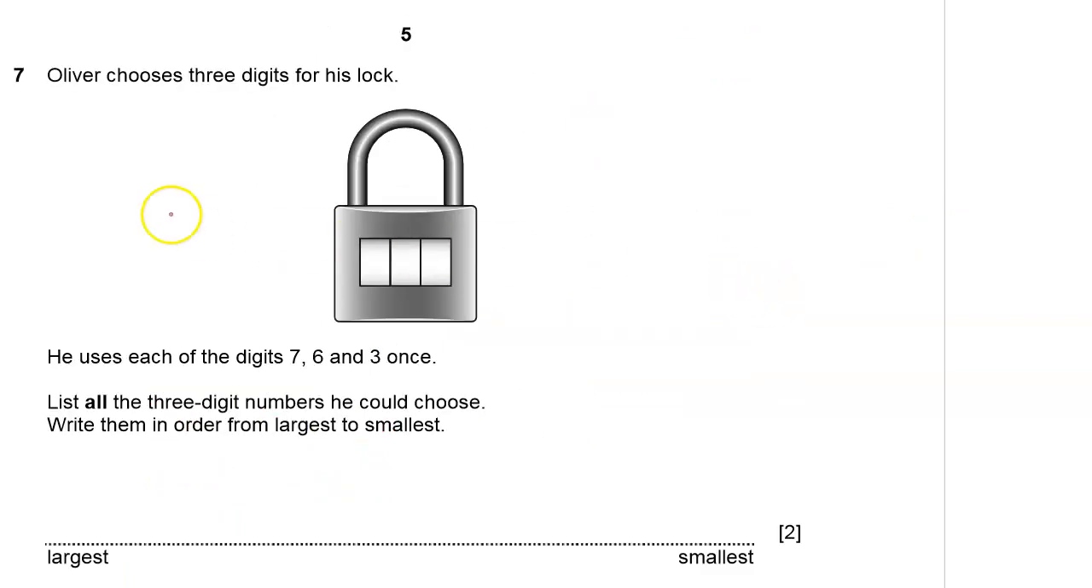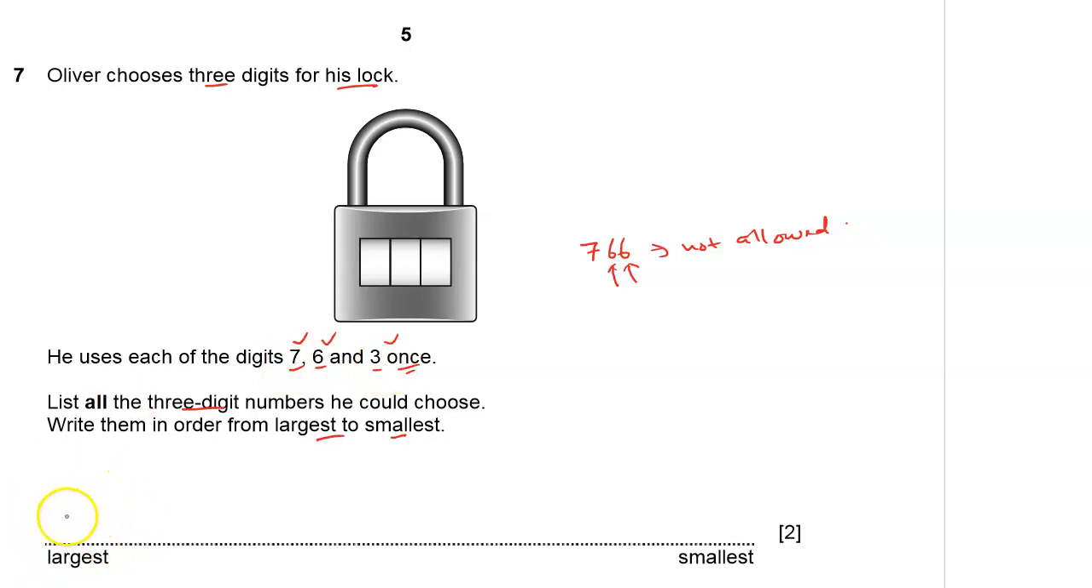Question number 7. Oliver chooses 3 digits for his lock. He uses digits 7, 6, and 3 once. List all the 3-digit numbers he could choose. Write them in order, starting from the largest to the smallest. You can only use each of these numbers in the 3-digit number once. For example, he's not allowed to write a number like this. This is a 3-digit number, but 6 has been used twice. So this is not allowed. He only needs to use each of these numbers, 7, 6, 3, once.